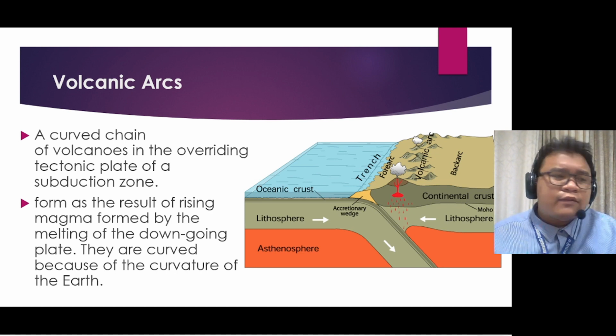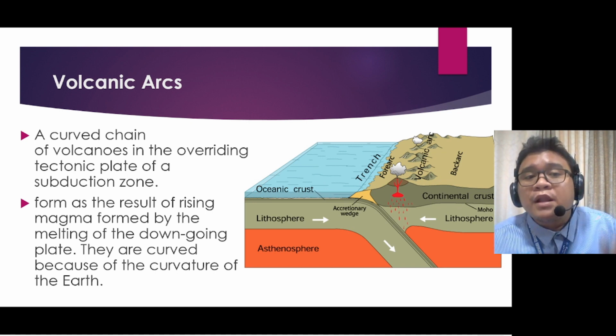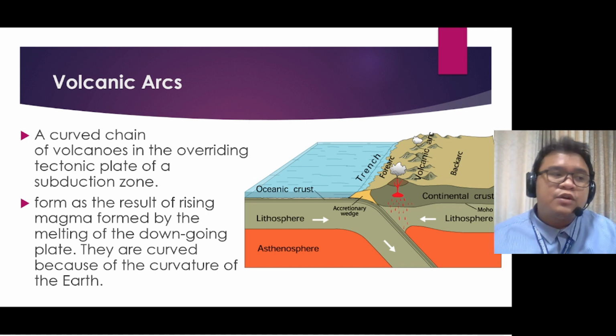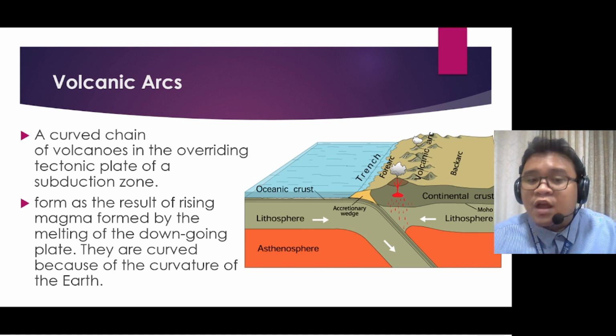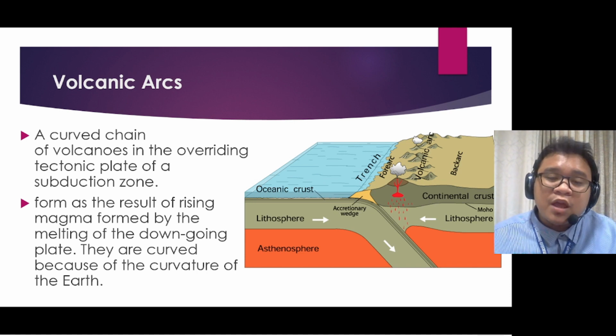Or if we would like to understand this in a very simple manner, these are curved chains or belts of volcanoes. Take note, belts of volcanoes form along subduction zones where one plate is forced beneath the other. Okay, and usually it is in the interface between a continental crust and an oceanic crust, where the oceanic crust usually subducts under the continental crust.